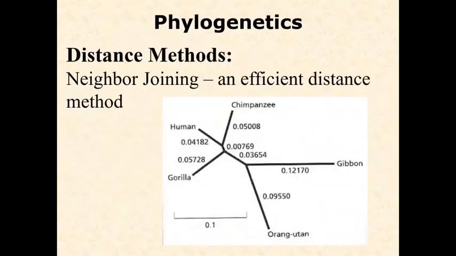Okay, so here's the only distance method we're going to talk about. It's called neighbor joining. And it's a very efficient method. And what I mean by efficient, when we're talking efficiency in molecular phylogenetics, we're talking about how much time, how much computing power, which is really just a measurement of time, right? If you have the same computer doing two different problems, the more efficient one would be the one that computer can do more quickly.